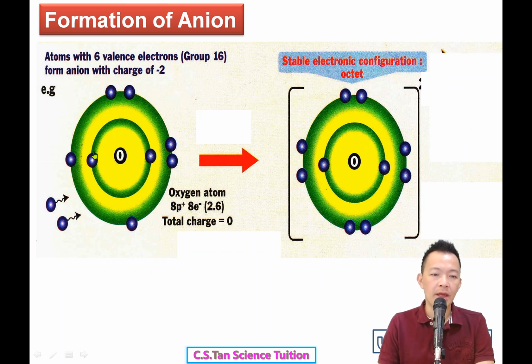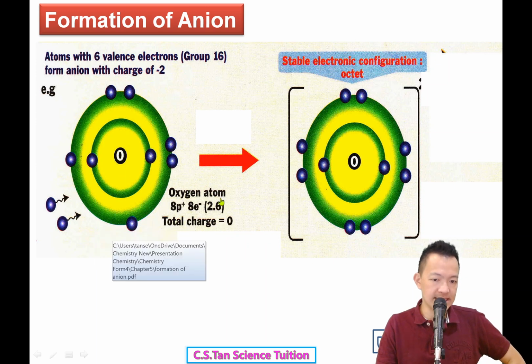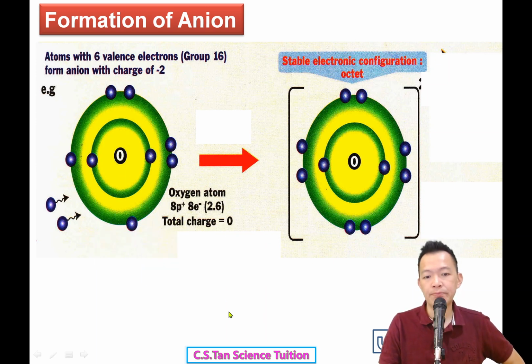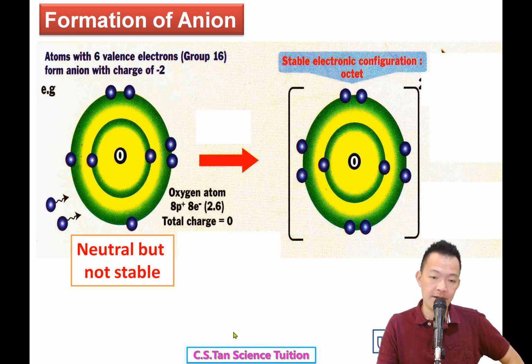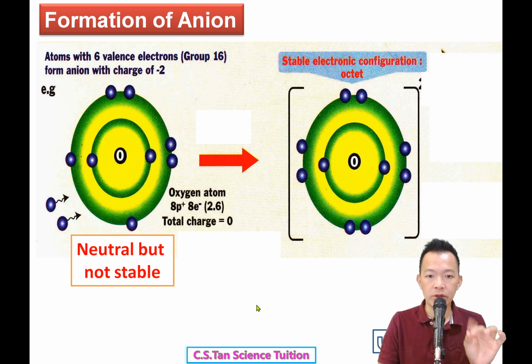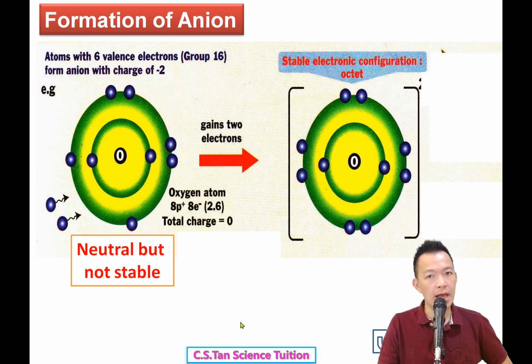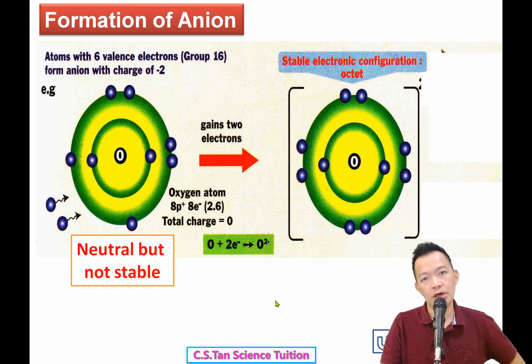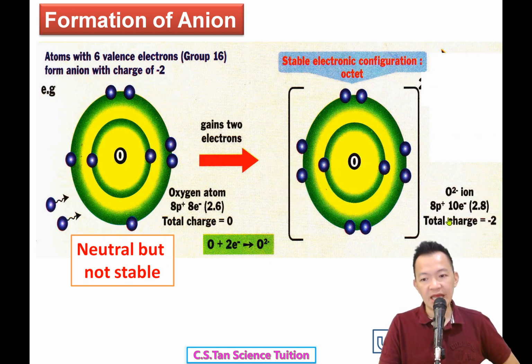Another example. Oxygen has 8 protons, 8 electrons, so the electron arrangement is 2.6. Oxygen atom is neutral but not stable. So how to make itself become stable? During the chemical reactions, oxygen atom is going to gain 2 electrons to become oxide, a new ion. So 8 protons join with 10 electrons.